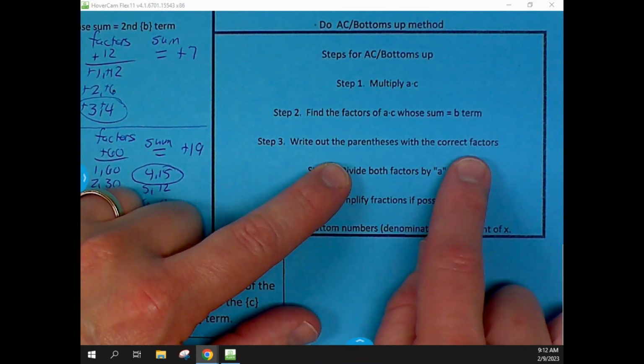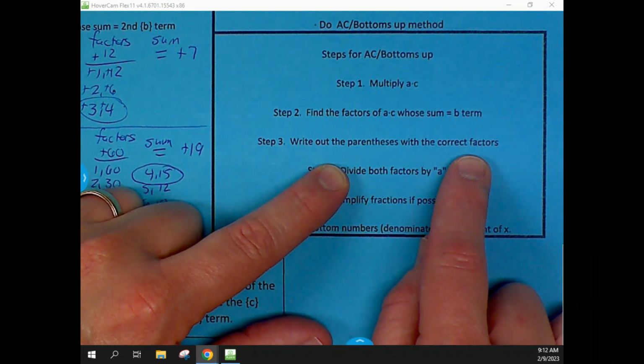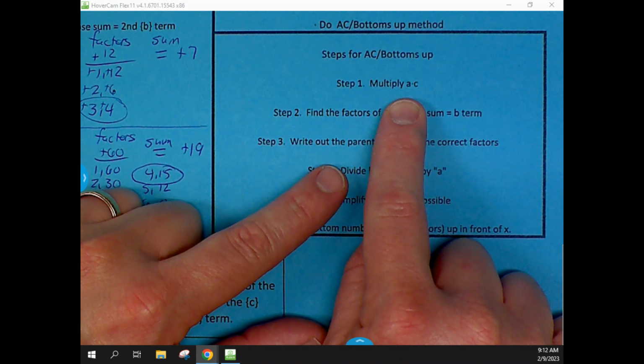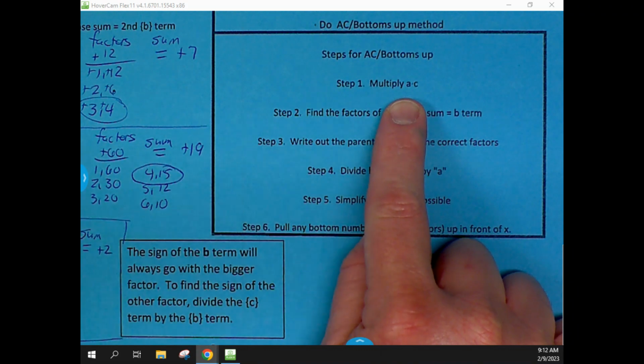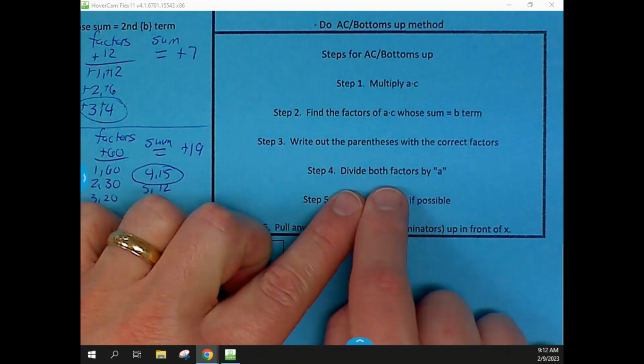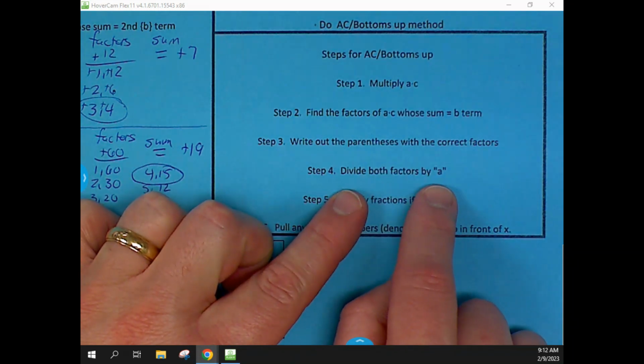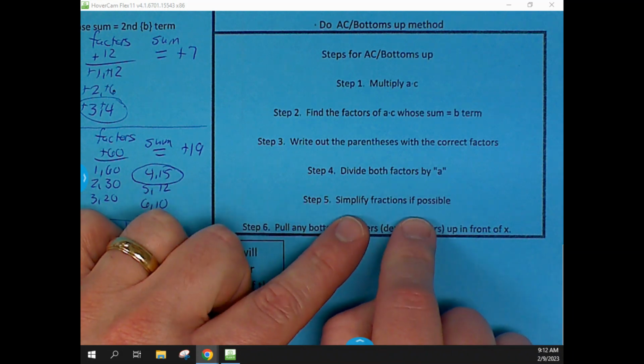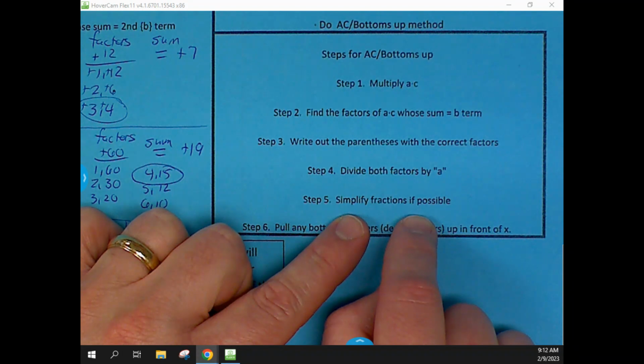You're going to write out the parentheses just like we did before. But here's that extra step at the end. Because we multiplied by A in the beginning, the numbers are too big because we've multiplied two numbers together. So to undo that, we're going to go back and divide both of the factors by the A term. Which means you've got some fractions you're probably going to have to simplify. 50-50, usually what it comes out to. One will, one won't a lot of times.